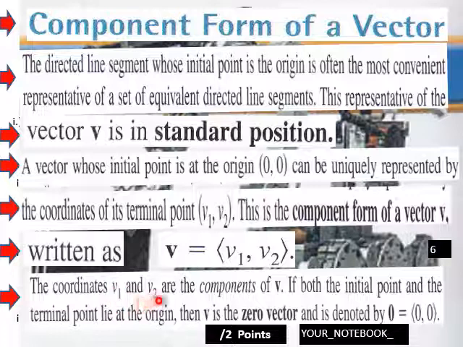The coordinates v1, v2 are the components of v. So the components comprise the terminal point. If both the initial point and the terminal point lie at the origin, then v is a 0 vector and is denoted by 0 equals 0, 0.